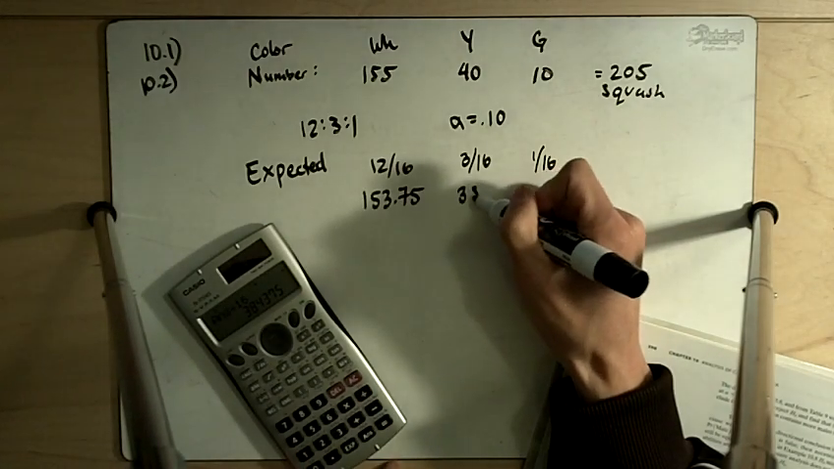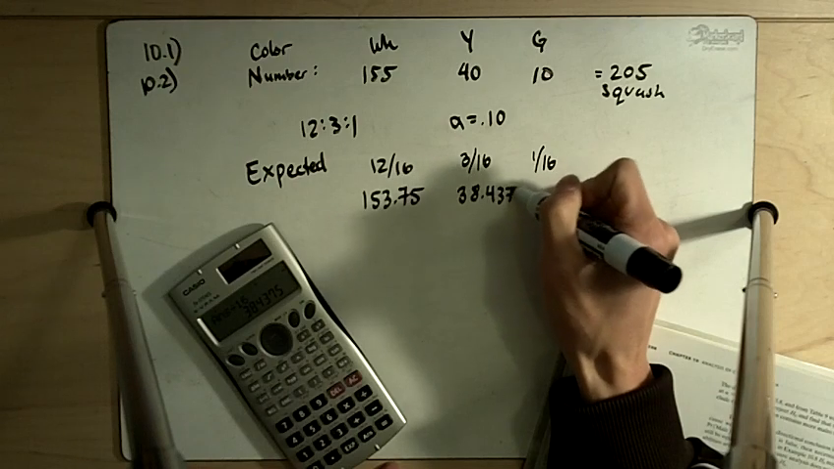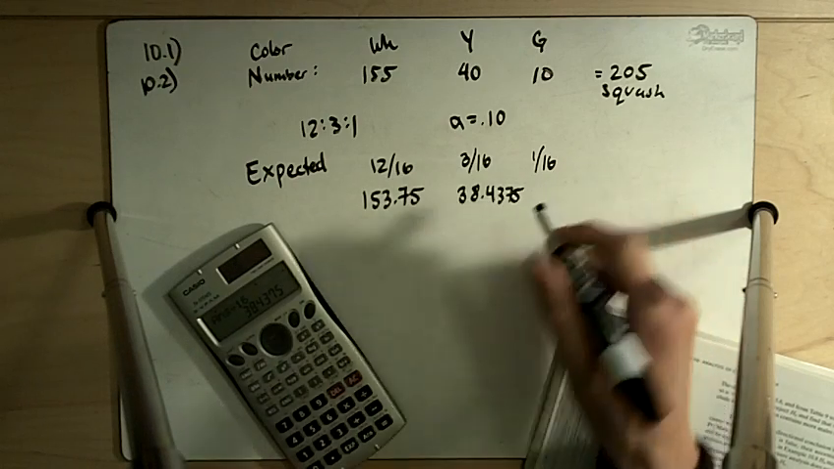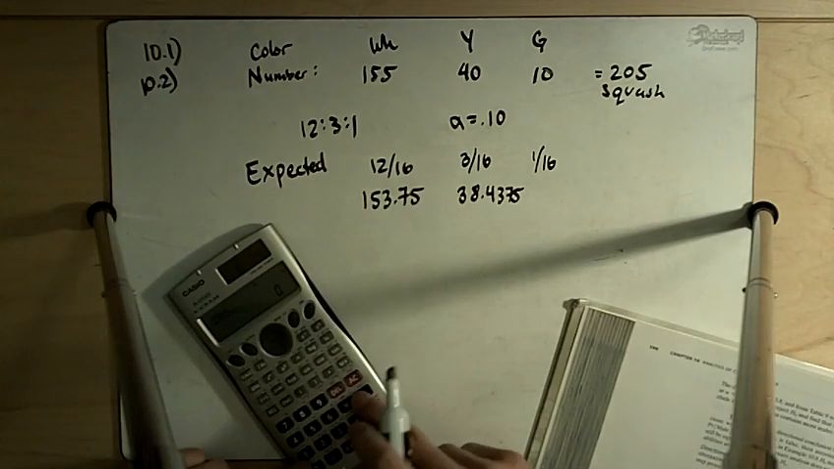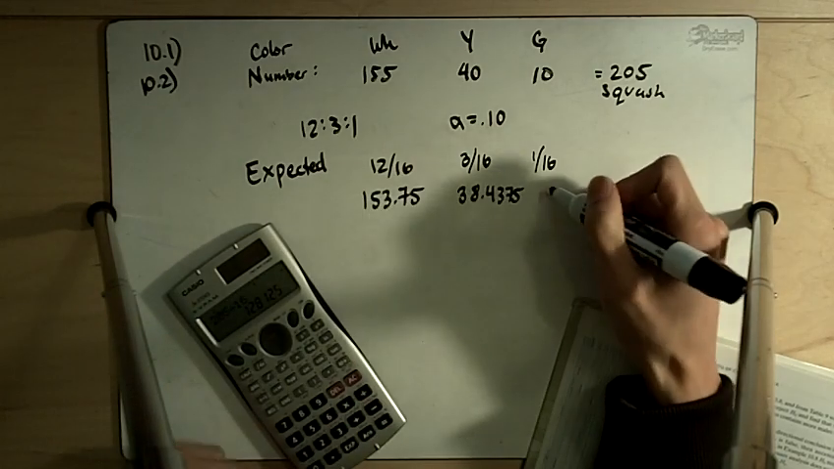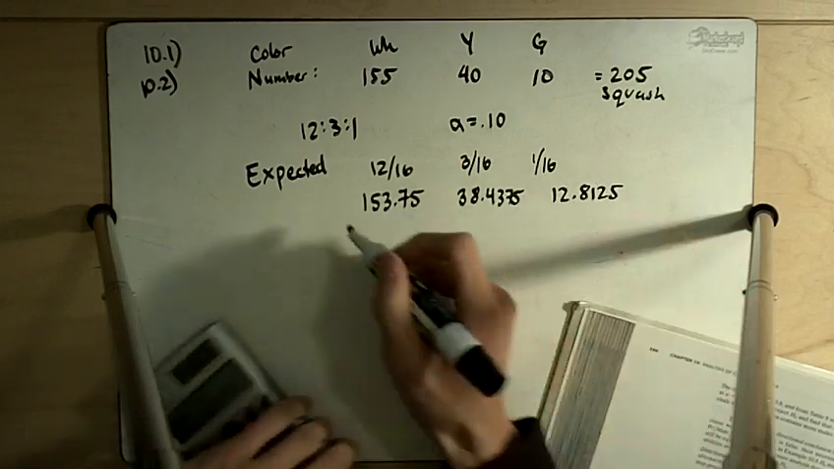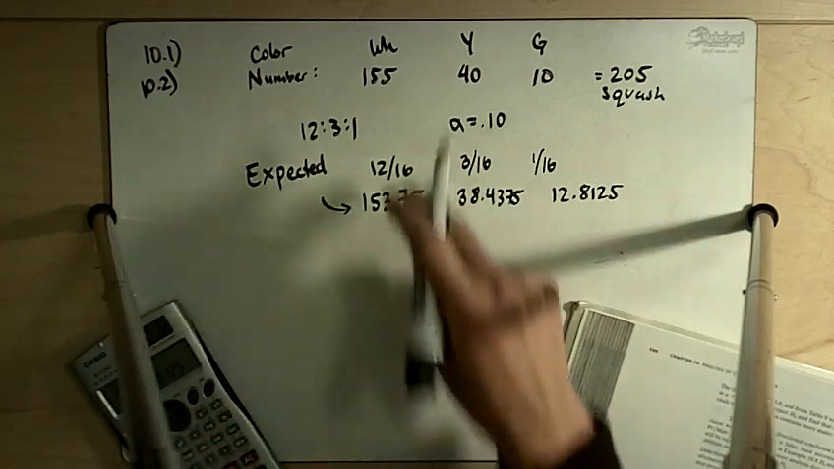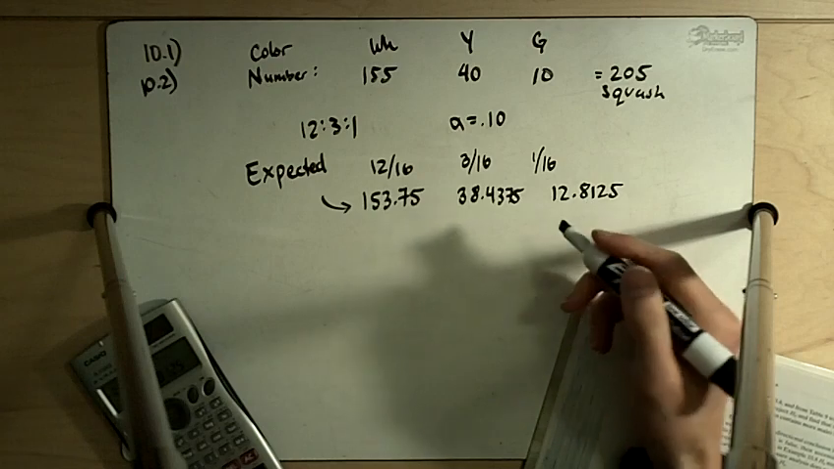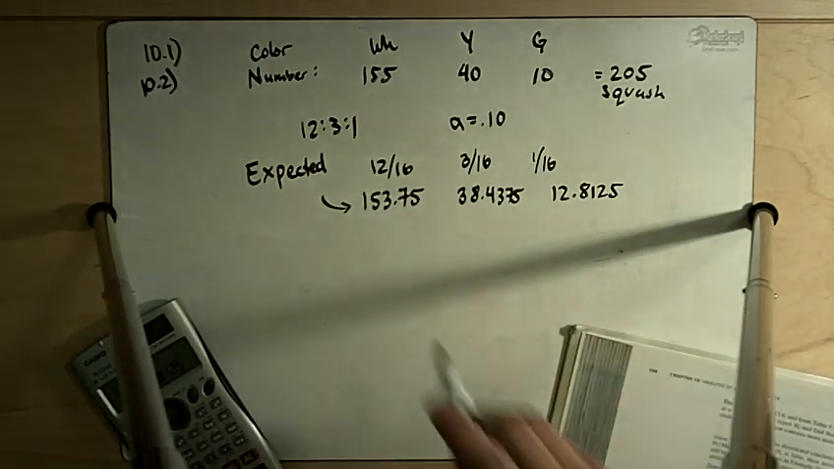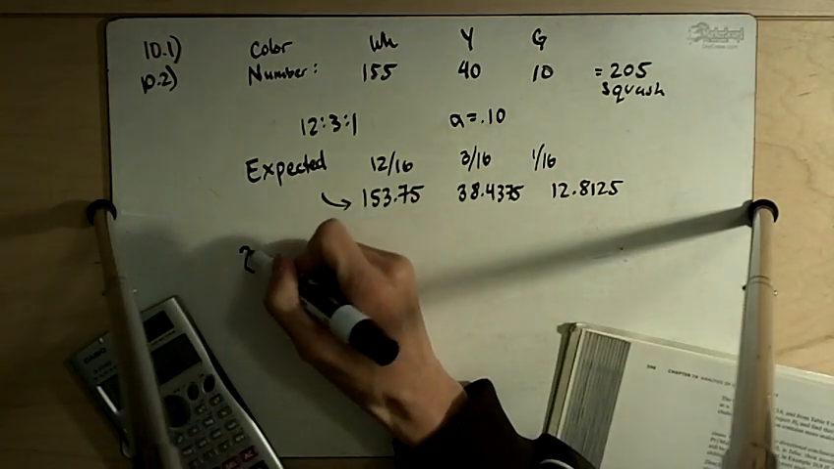Here we have 38.4375, and we have 12.8125. So these are the expected numbers for each category. They look similar, but we have to find our chi-squared statistic.